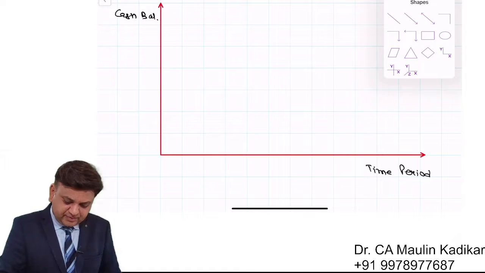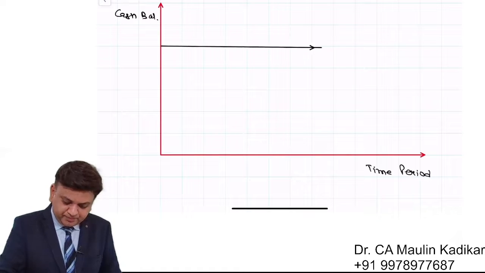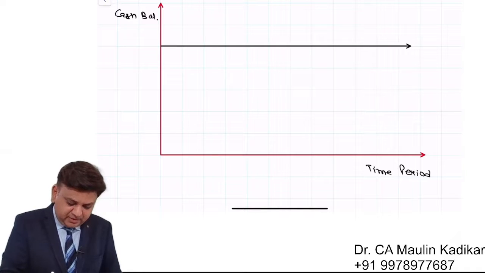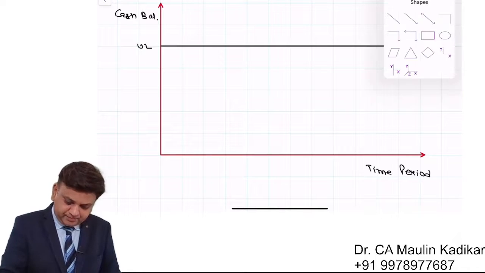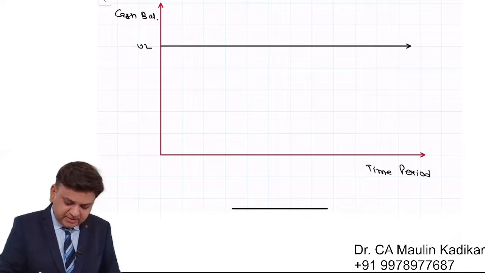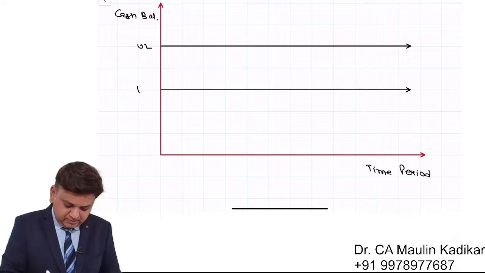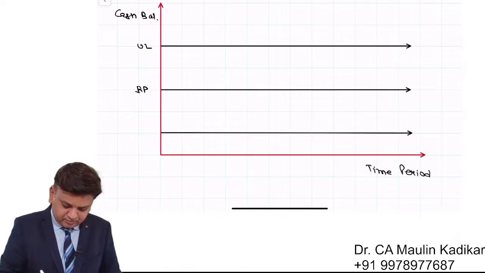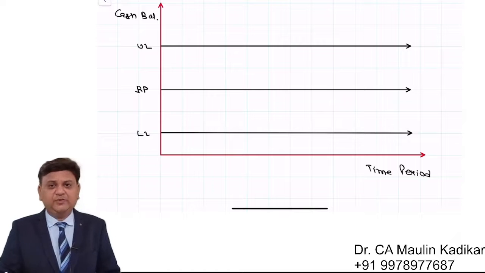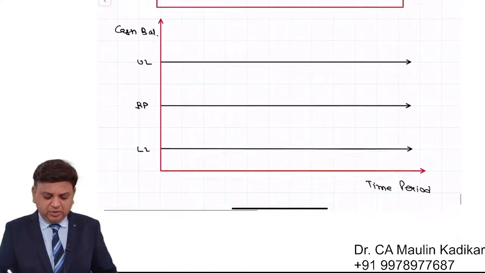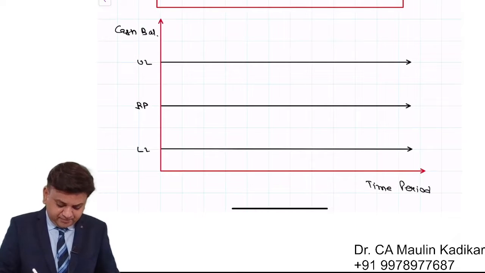There are three types of limits, as I told you. This is UL, the upper limit. This is RP, that is the return point, and this is LL, that is the lower limit. How to determine them? For that the formulas are there, but we are not supposed to do any numericals.